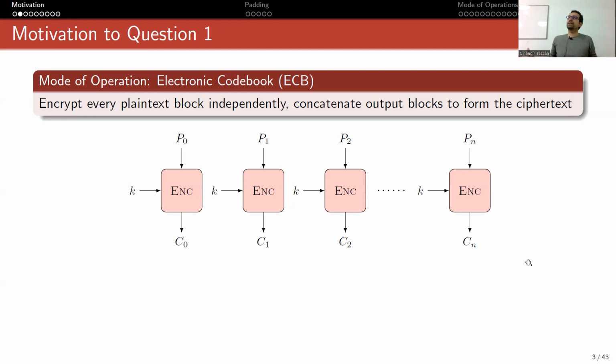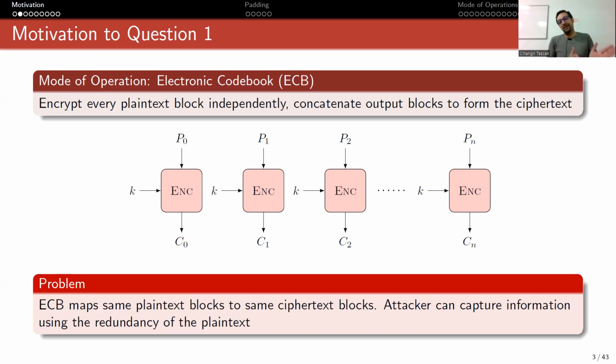So although this looks very simple, this is the worst thing you can do, and you should never do it. If you are doing this, then most probably a lot of your information leaked already. The problem is that this mode called ECB maps same plain text blocks to same ciphertext blocks. Attacker can capture information using the redundancy of the plain text. So in other words, if P1 and Pn are identical, then C1 and Cn are also identical.